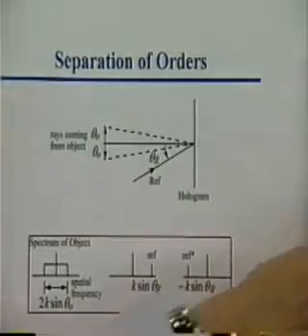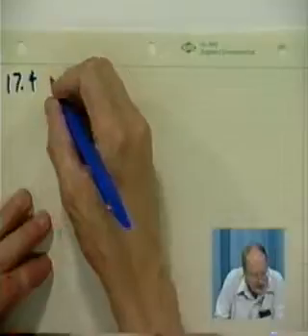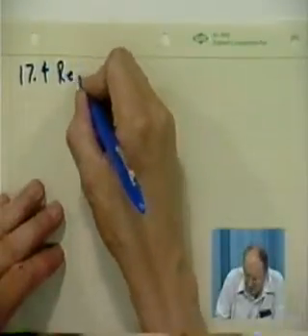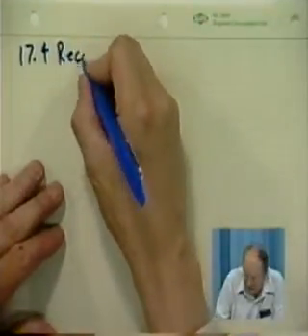Okay. So now we have made this hologram, and we're going to go through the reconstruction process. And the question is, where is the image? And so this is going to take us to 17.4, which is called recording and playback geometry.